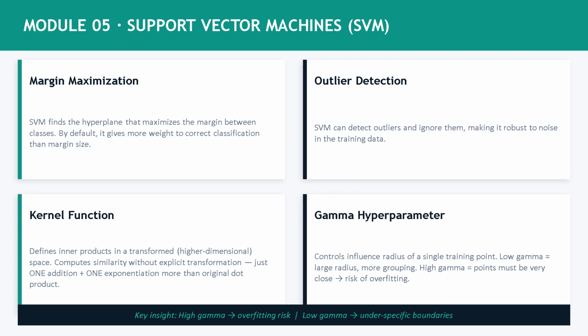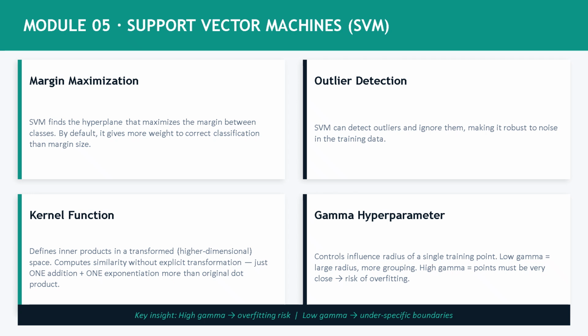The kernel function is what makes SVM truly powerful. It maps data into a higher dimensional space where it becomes linearly separable without the computational cost of actually doing that transformation. Cheap mathematically, extremely powerful in practice.